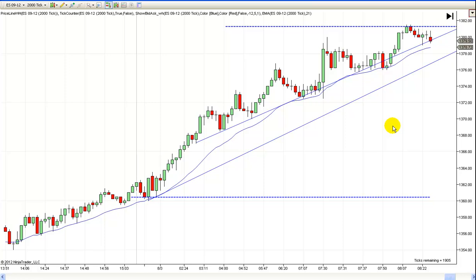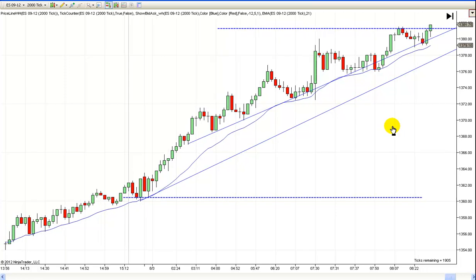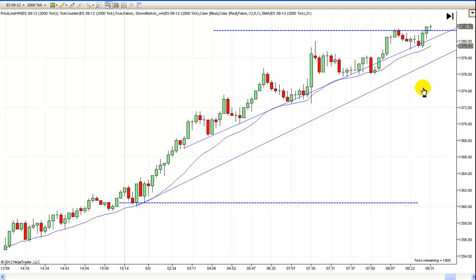I don't know yet, but right now the market's trending. So I'm thinking longs. I'm looking for longs. And that's really how I start the day. And now you can see the price action going. And now we got this little bar right here.